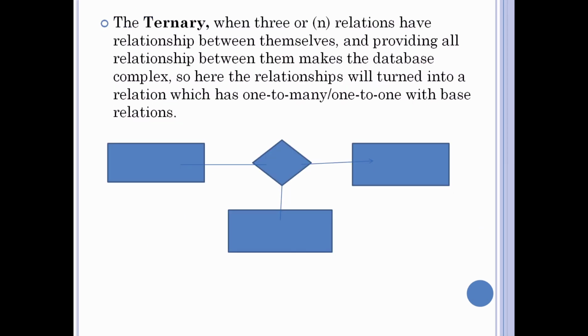Next, the ternary relationship. What is the ternary relationship? Instead of two, we define three entities. That's why we are providing a relationship between three entities. Three entities are associated with one relationship. For example, an employee works in a company at a location. That is, we need three entities: employee, organization, and location.